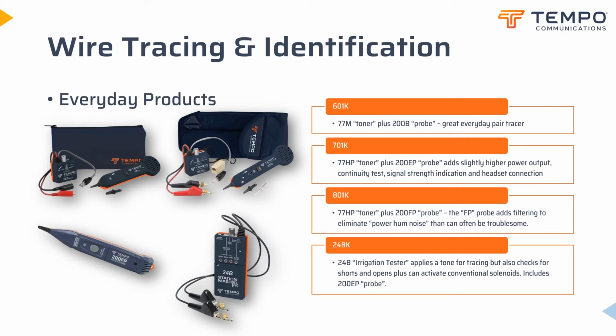24BK uses the same 200EP probe as the 701K, but replaces the toner with the 24B Station Master Pro irrigation tester that includes special functions which are great for irrigation technicians, such as checking for 24 volts AC from the clock, solenoid activation with checking for normal solenoid impedance, and solenoid chatter mode.